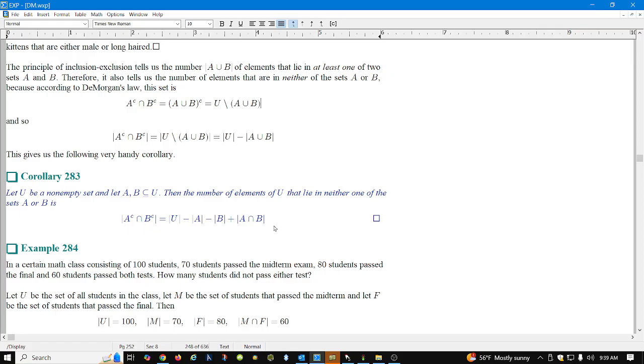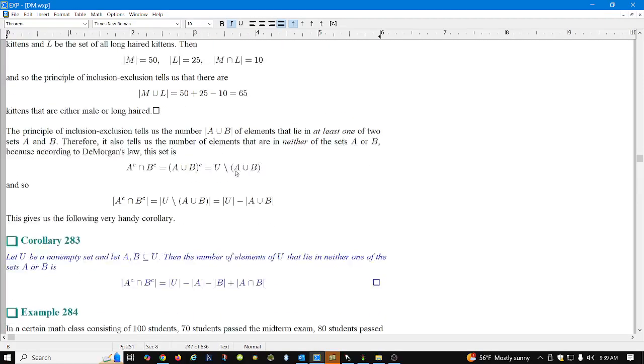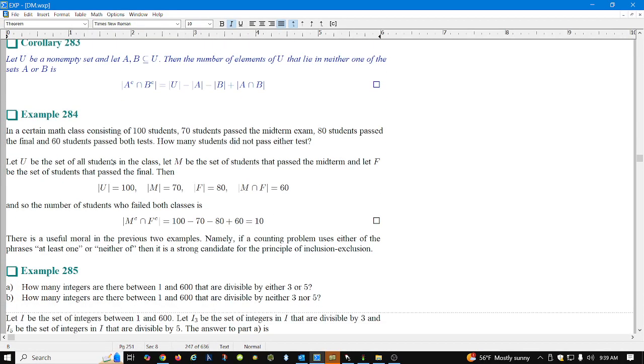Okay. You really don't have to memorize this one if you have memorized this one, because you're just taking this and subtracting it from the size of the universe. In a certain math class consisting of 100 students, 70 students passed the midterm exam, 80 students passed the final exam, and 60 students passed both exams. How many students flunked both of them, did not pass either one?